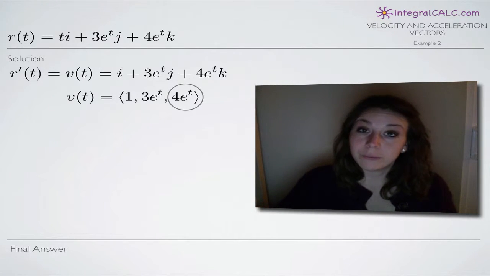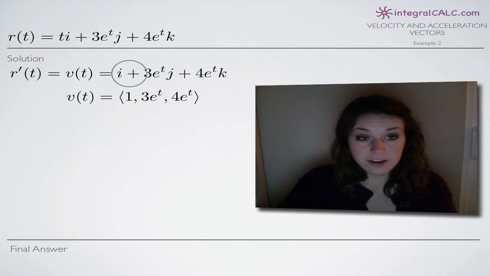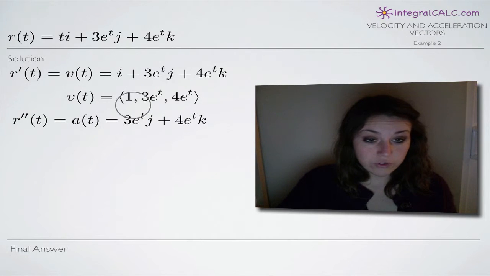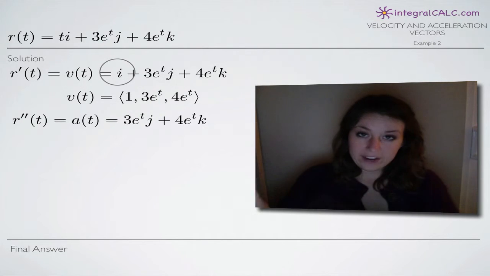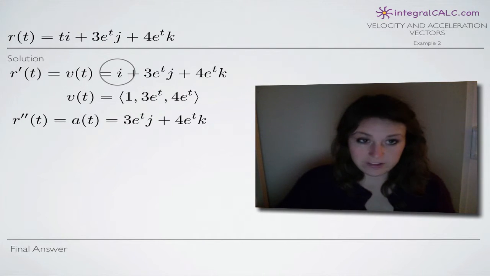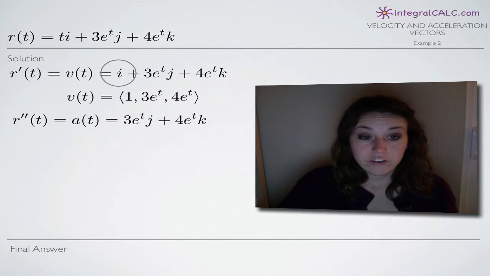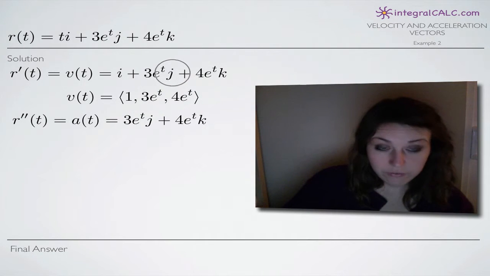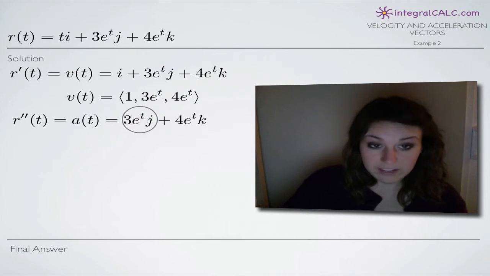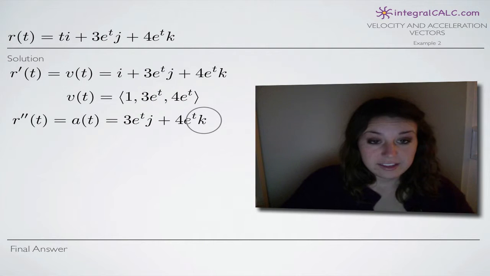So for the acceleration vector, remember we said it's the second derivative, so we're going to take the derivative of our first derivative here, and of course we'll get 0 for this term here with i, because remember we're ignoring i, j, and k and only looking at the coefficients, and in this case the coefficient on i is simply 1, and the derivative of 1 is 0, as is the derivative of any constant. So that whole i term is going to go away. The derivative, again, of 3e to the t is 3e to the t, same thing, we put the j back on, and this 4e to the t times k stays the same as well.